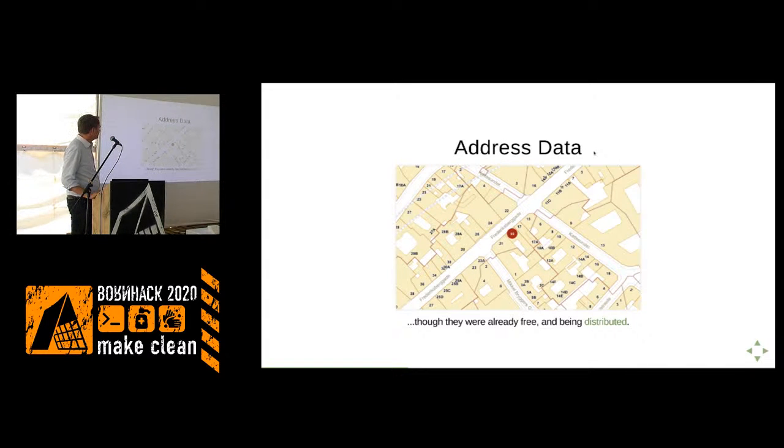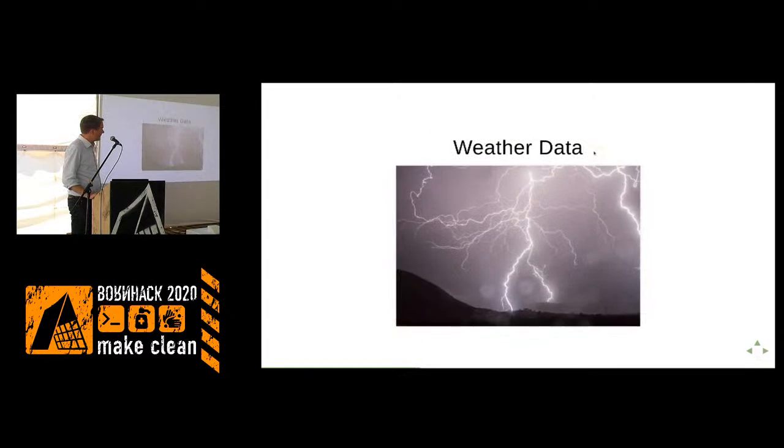It's address data, though they were already free and being distributed. So it's where are the different addresses when we say Frederiksberg, where is that? And now from this year, it's also weather data. And actually, this is a real conversation between one of the partners in our company and me. So how can we exploit that lightning observations are now free? If you want to look at lightning, the amount of lightning and when and where it strikes is now free.